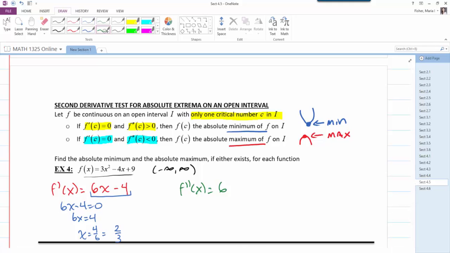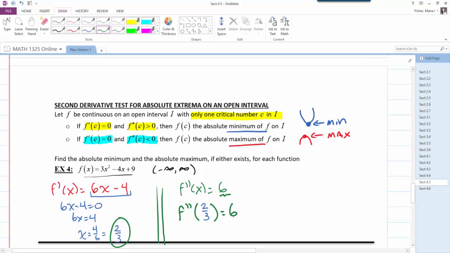So then I need to figure out what is the value of the second derivative at that point. So what is f double prime of 2/3? Well, there's no x to plug in, so the second derivative is always 6. Well, 6 is a positive number, which means that we would be concave up. And if we're concave up, then we know that we have an absolute min. So therefore, we say that we have an absolute minimum at x equals 2/3.